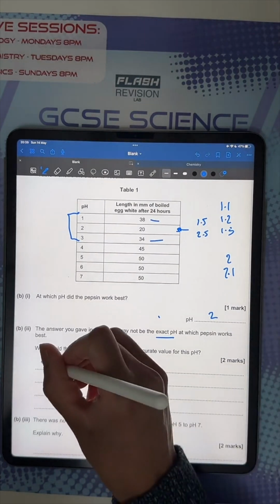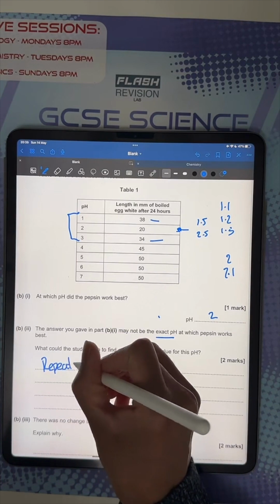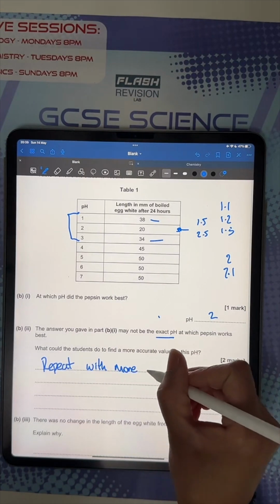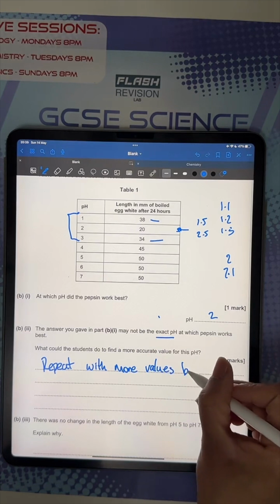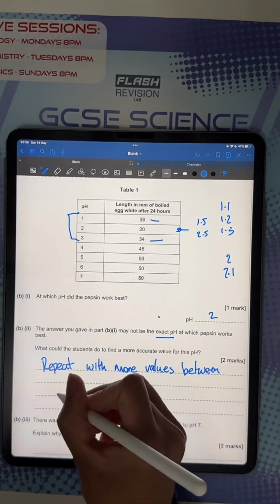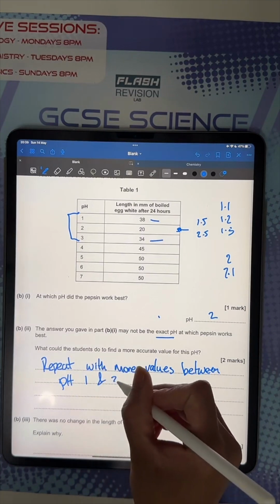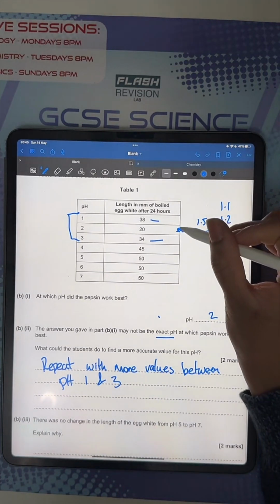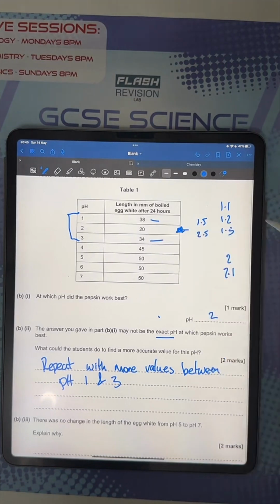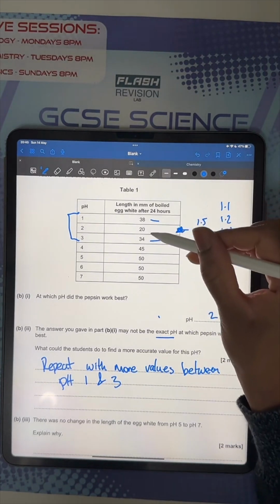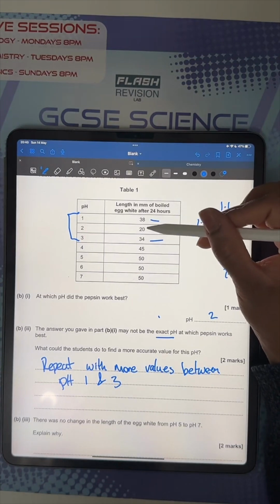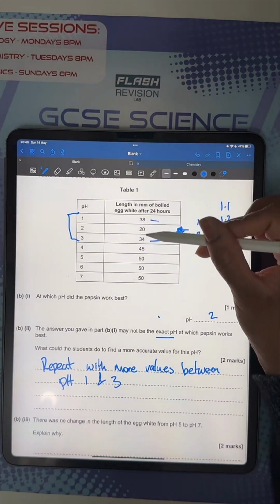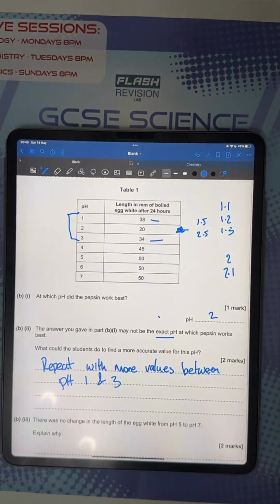So the answer for this is: repeat the experiment with more values between pH 1 and 3. Why between those ranges? Because we know that's where it works best. That's the lowest. That's where it works the best. The egg is the smallest at that. But we never know. At 2.1, it might go down to 19. Or at 2.2, it might go down to like 16. So we need to try all those pHs in between to see which one will work the best.